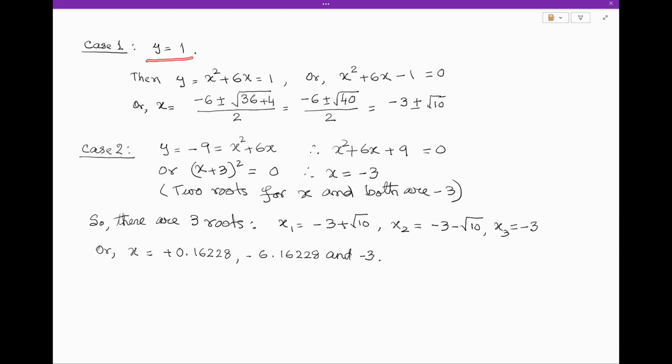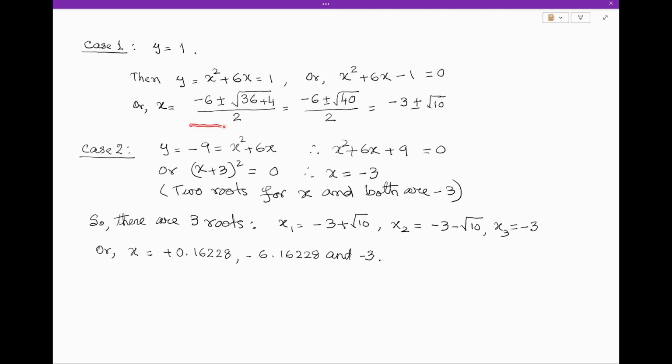If y is equal to 1, then remember we had substituted y is equal to x squared plus 6x. Therefore, x squared plus 6x is equal to 1, or x squared plus 6x minus 1 is equal to 0. Again, this is a quadratic equation in x and the roots are minus b plus minus root over b squared minus 4ac by 2a, and in this case a is equal to 1, b is equal to 6 and c is equal to minus 1.